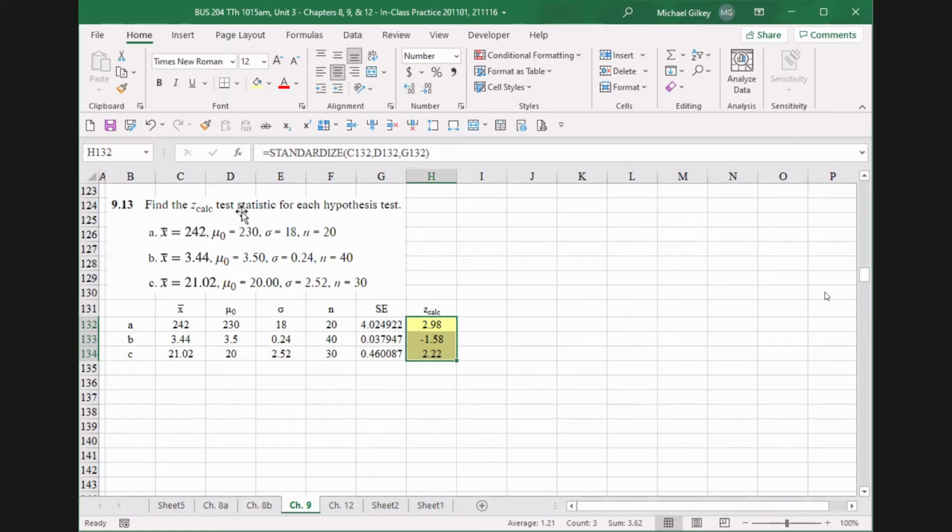Whenever you see a problem that says compute the test statistic, this is what they want, okay? This is the real test statistic. This is the real world value. You don't have to compute this. This is already computed. Computing the test statistic means turning it into a z-score.